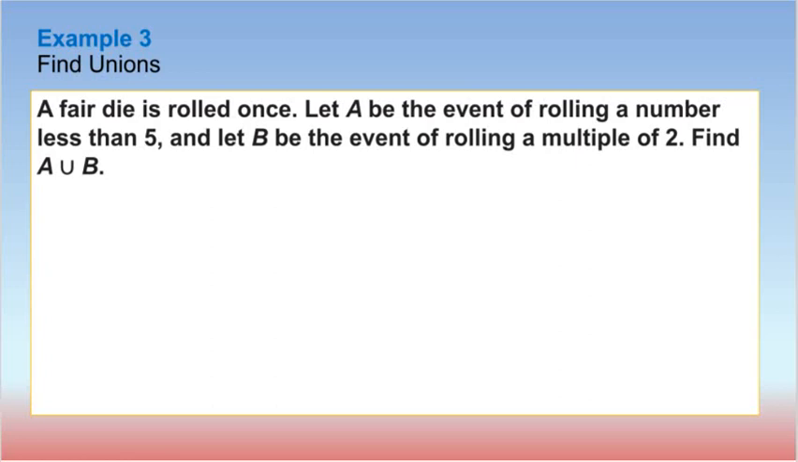Next, a fair die is rolled once. Let A be the event of rolling a number less than 5. So A is less than 5. And B is a multiple of 2.